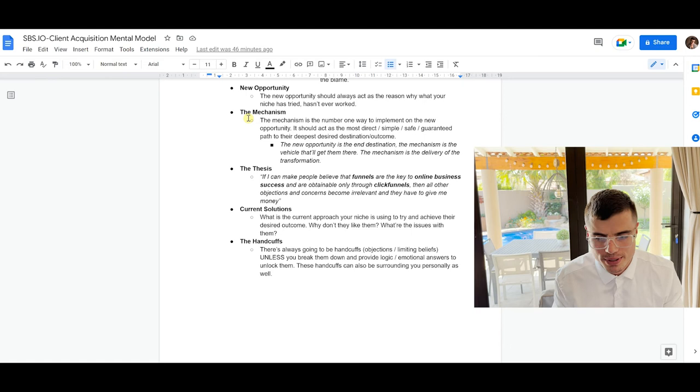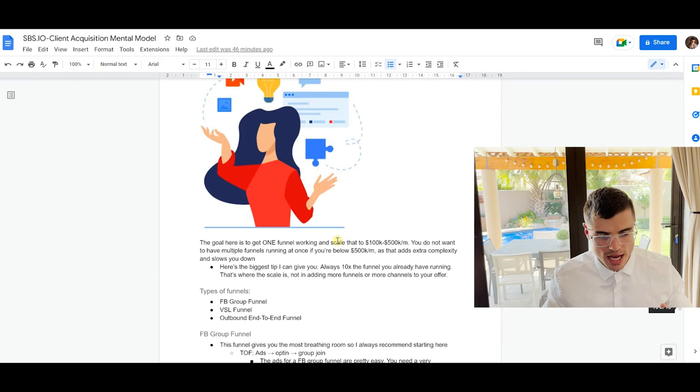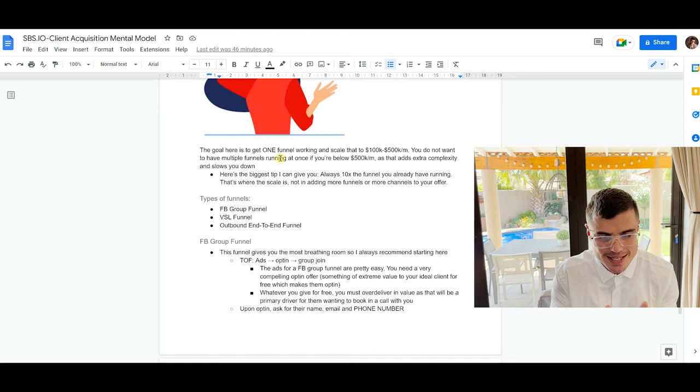Now, guys, I know this is a lot, but bear with me, we're almost done. The goal here is to get one funnel working and scale that to around 100K to 500K. You don't want multiple funnels running at once if you're below 500K, as this adds so much operational complexity and slows you down. You will create that drag, right? You don't want drag. So here's the biggest tip I can give you: always 10x the funnel you are currently running. This is where scale is, because it's not in adding more stuff to your business, or more channels to your offer.